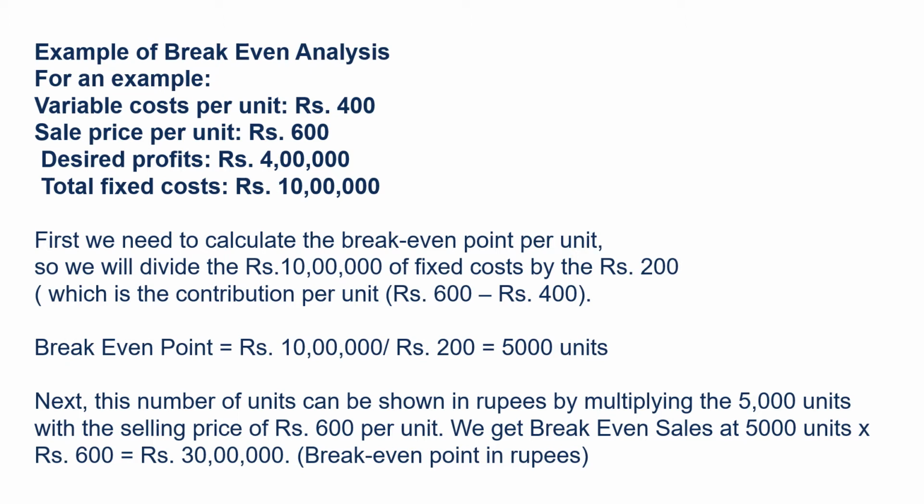This is the break-even for units. Next, this number of units can be shown in rupees by multiplying the 5000 units with the selling price. What is the selling price per unit? It is 600. Yes. So we'll get the break-even sales at 5000 units into 600 rupees, that is 30 lakh rupees. That is the break-even point in rupees.